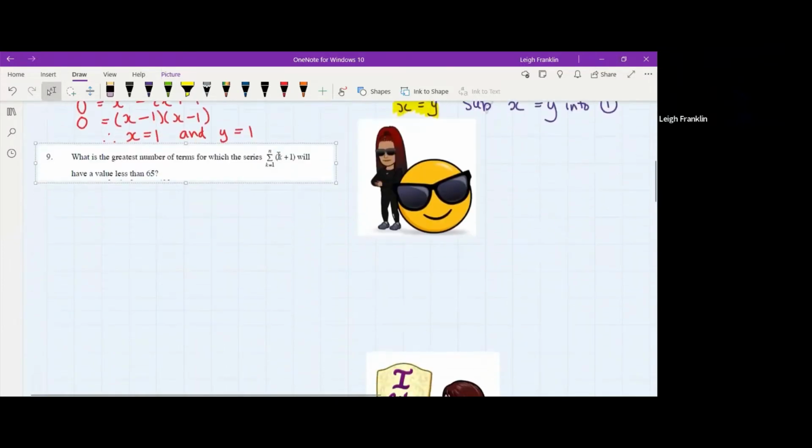Okay, all right. So now the next question. What is the greatest number of terms for which the series k plus 1, where k equals 1 up to n, will have a value less than 65? What does the 65 represent in this case? Is it an Sn or is it a Tn? The Tn.